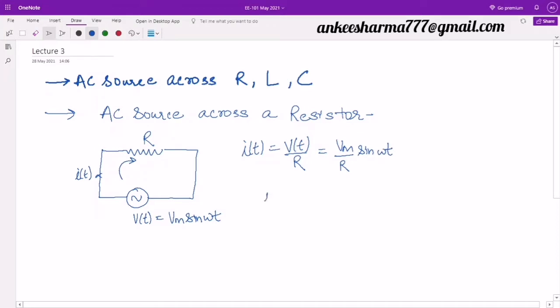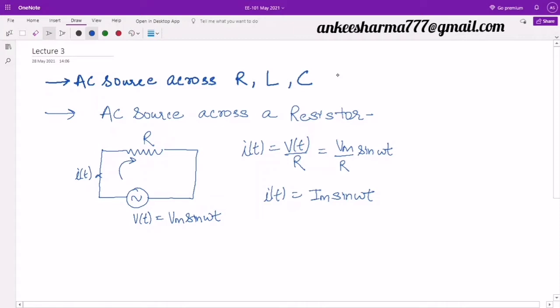and I can write it further as I of t is equal to Vm by R can be written as Im, so it will be again represented in the form of sinusoidal signal, that is Im sine omega t. So this is the representation which I will use to represent my voltage and current when there is an AC source and the current is flowing through a resistor R.